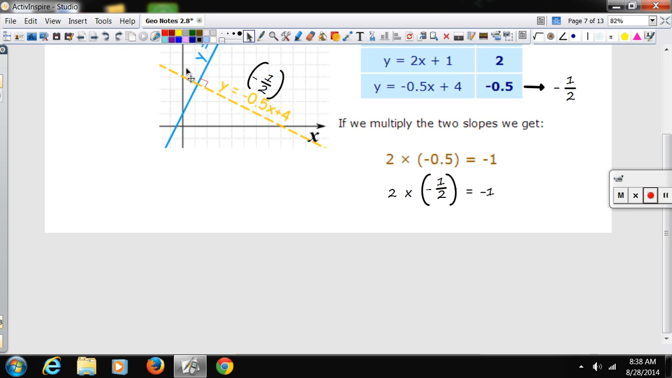Now you notice that 90-degree angles don't always have to be straight up and down and straight across. You could turn them anytime you want. As long as the angle itself makes 90 degrees, they're perpendicular.